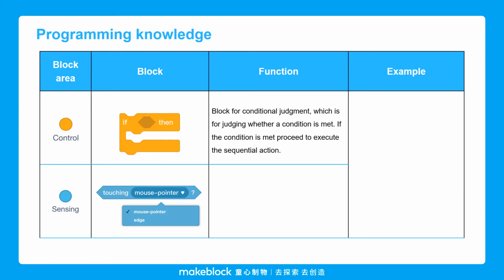The function of the if-then block is for conditional judgments, which is to decide whether a specific condition is met. If this condition is met, proceed to execute the sequential action. Another block that is used in an if-then or conditional statement is a blue sensing block, which goes after if. The function of the blue sensing block is to determine what the specific conditions need to be in order for the action to be performed.